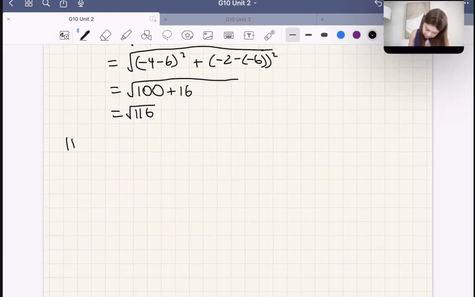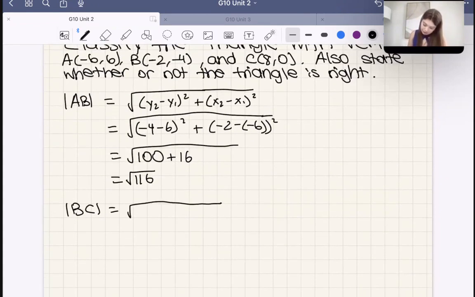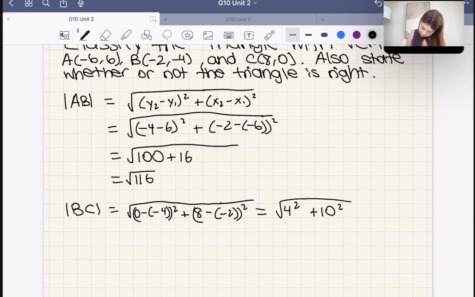Okay, so let's do that. Let's find the length of BC. Same thing, we're going to do y1 minus, or sorry, y2 minus y1, which is going to give us 0 minus -4 squared. And then we're going to do x2 minus x1. So that's going to be equal to 4 squared plus 10 squared, which is also equal to root 116.